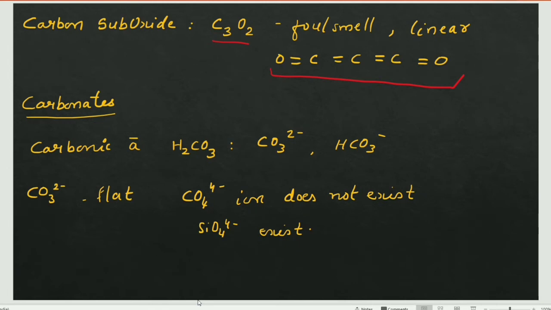The next set of compounds is carbonates. Carbonic acid, H2CO3, is the formula, and the ions are CO3 2- and HCO3-, where CO3 2- is a flat structure. Another important point: the CO4 4- ion does not exist, but SiO4 4- exists. These are same group elements, carbon and silicon.